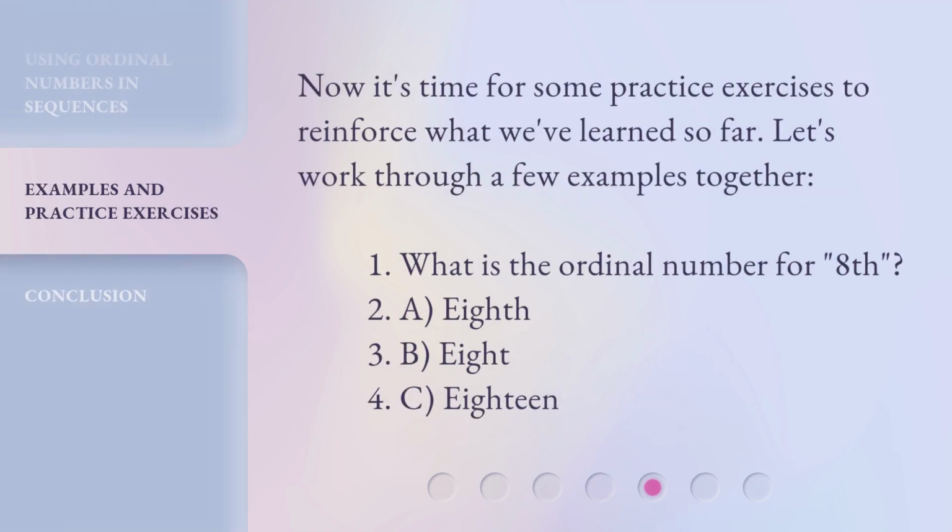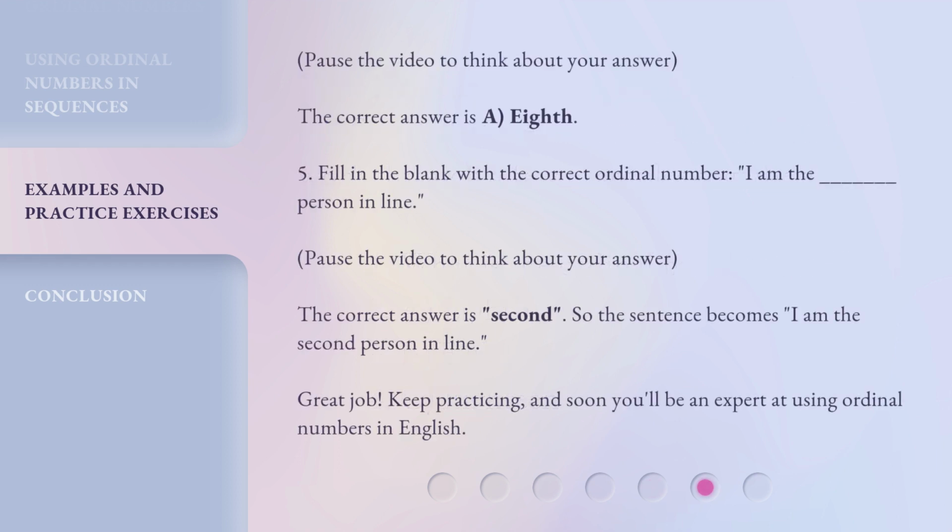Now it's time for some practice exercises to reinforce what we've learned so far. Let's work through a few examples together. 1. What is the ordinal number for eighth? A, eighth. B, 8. C, 18. Pause the video to think about your answer. The correct answer is A, eighth.